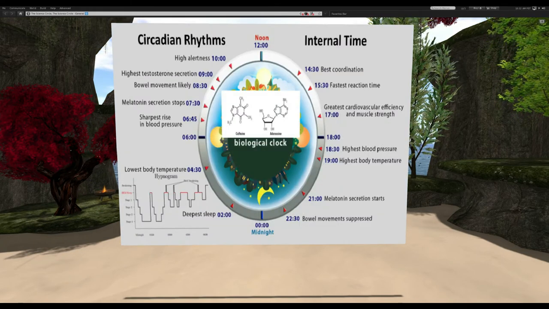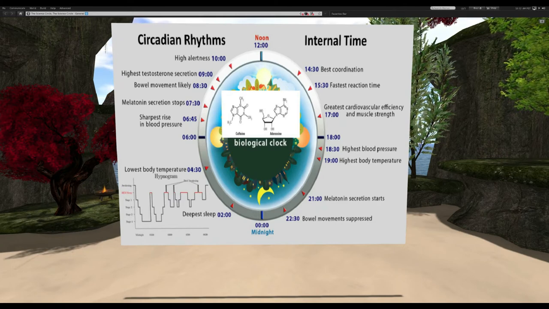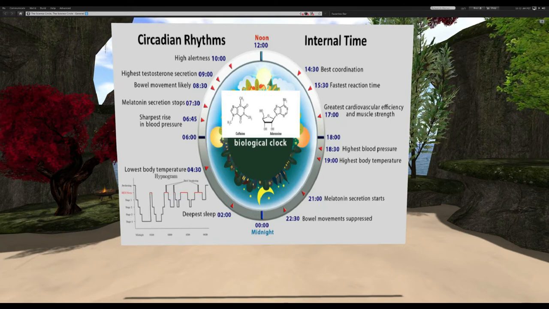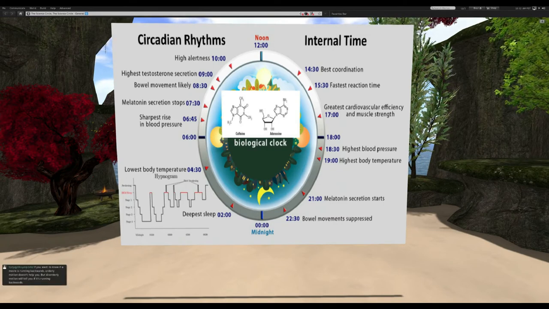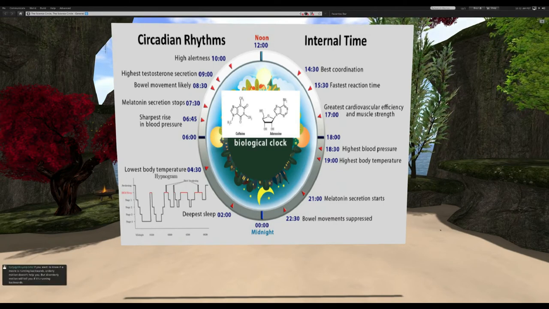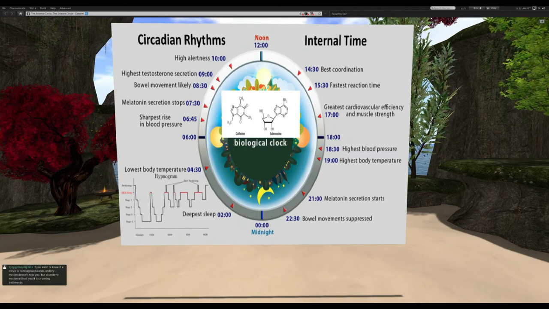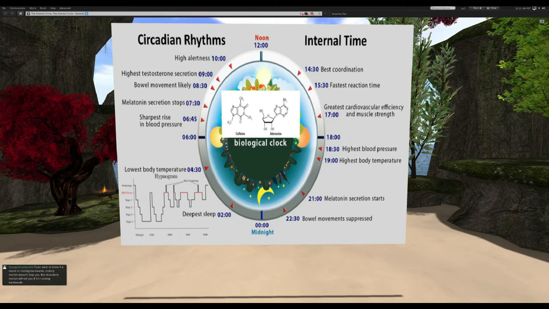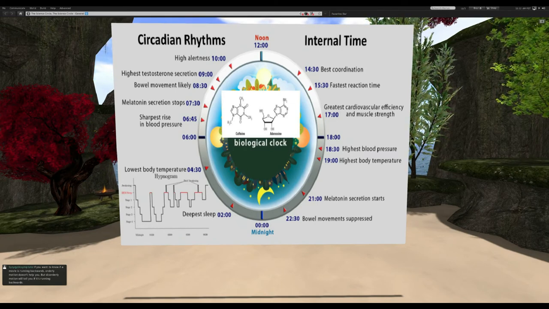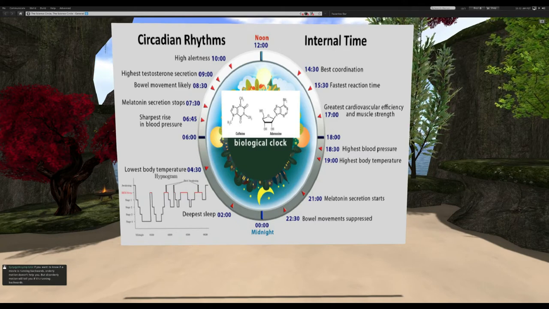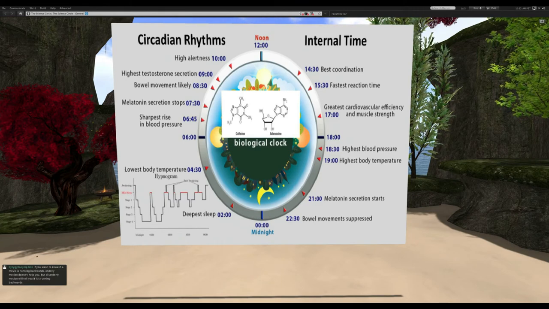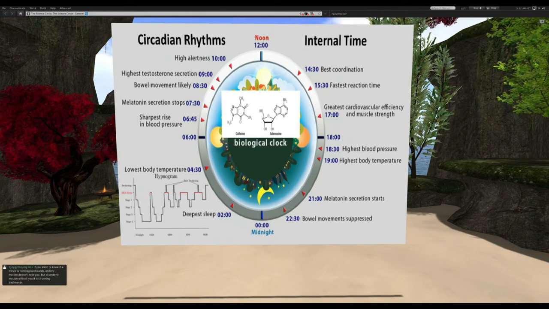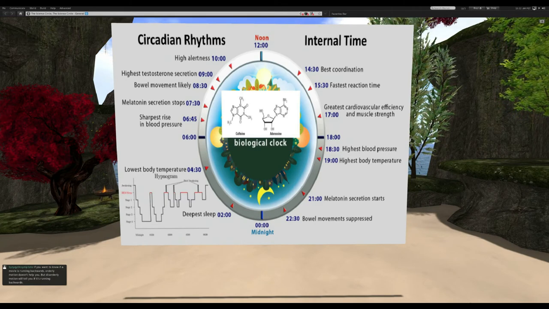Now, you may have to zoom in on this one. It's got a lot of information on here, but essentially, let's take a look at internal time. If we were in a cave, which was a famous experiment long ago, when they put people in a cave. It was an experiment back in the 1930s, I believe, where they had people in a cave for months. Anybody happen to know what happened then?